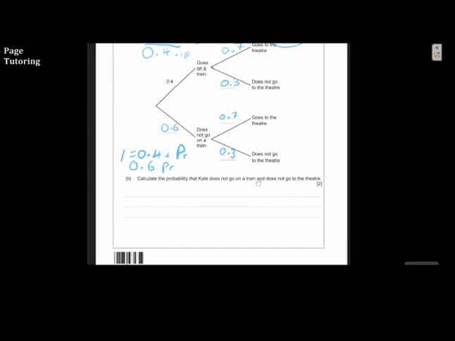So now we're going to calculate the probability that Kate does not go on a train and does not go to the theatre. Well, we already stated that for these independent probabilities, if we're going to say the probability for both of them, we just times them together. So the probability that Kate does not go on a train is 0.6. I'm going to times that by the probability she does not go to the cinema, that's 0.3. So that gives us 0.18. And I know it's 0.18 because 6 times 3 is 18. And then we're going to shift it 2 decimal places that we had ignored in that initial calculation.